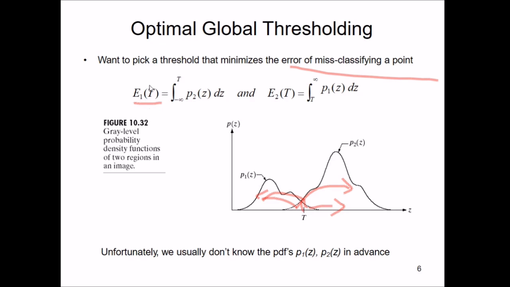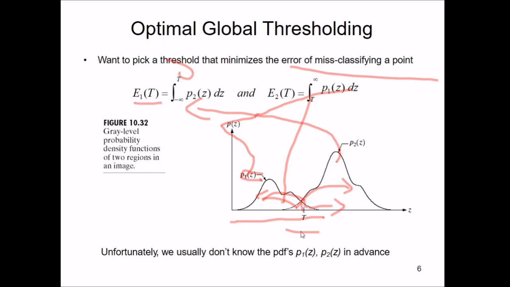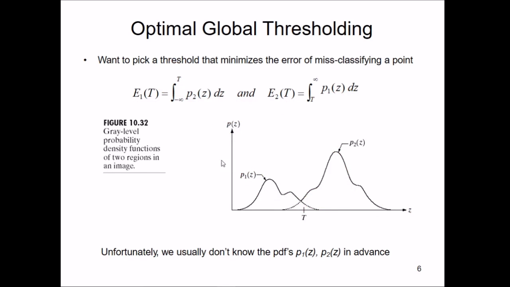What we do, we take E1(t), that is the integral from minus infinity to some threshold t of P2(z) dz, and then E2(t) with P1(z), where P1(z) is the highest peak, and P2(z) is for this. So from minus infinity to t we take this, and from t to infinity we take this P2, right? Now, unfortunately, we usually don't know the probability distribution functions P1(z) or P2(z) in advance. This is a problem. So this is the gray level probability distribution function of two regions in an image.